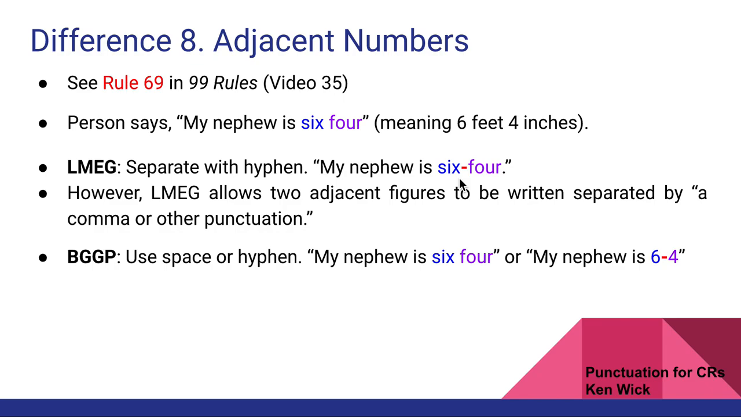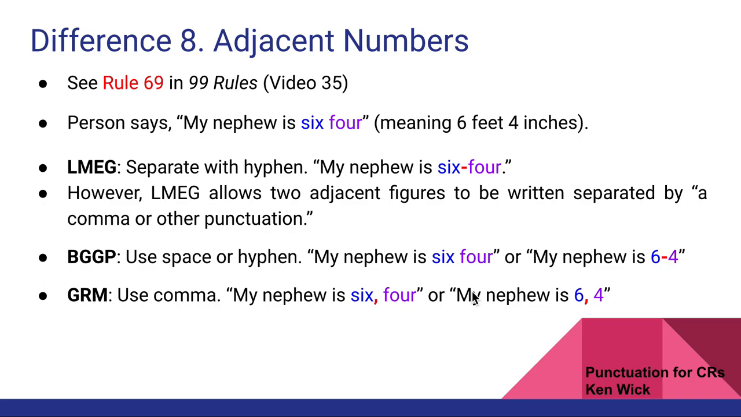The BGGP uses a space or a hyphen. Either are correct. So my nephew is 6 4 with no punctuation. My nephew is 6-4. So in this case they agree, but in this case the two style manuals do not agree. Interesting to note, the Gregg Reference Manual says use a comma with either words or figures. So my nephew is six, four, or my nephew is 6, 4. So you put a comma in between.